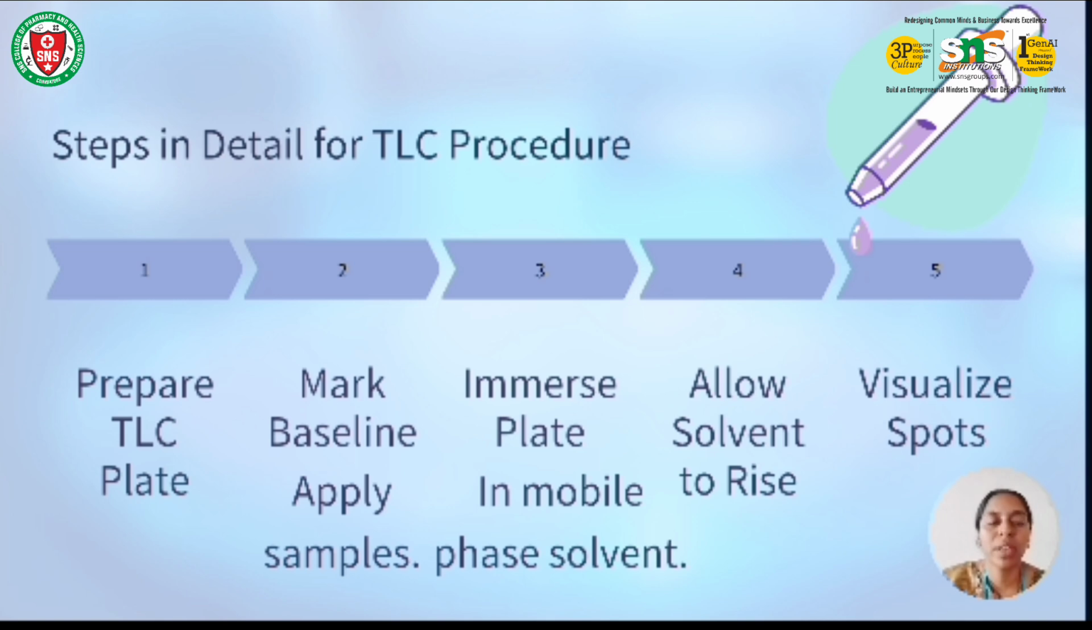And after development we have to take our TLC plate out, and we have to spray some reagents if we are going to use specific methods. But if we are going to use non-specific methods, we can use UV radiation. We can identify the spots in a UV chamber, or with the help of other reagents like sulfuric acid reagent and iodine. Sublimed iodine also we can use.